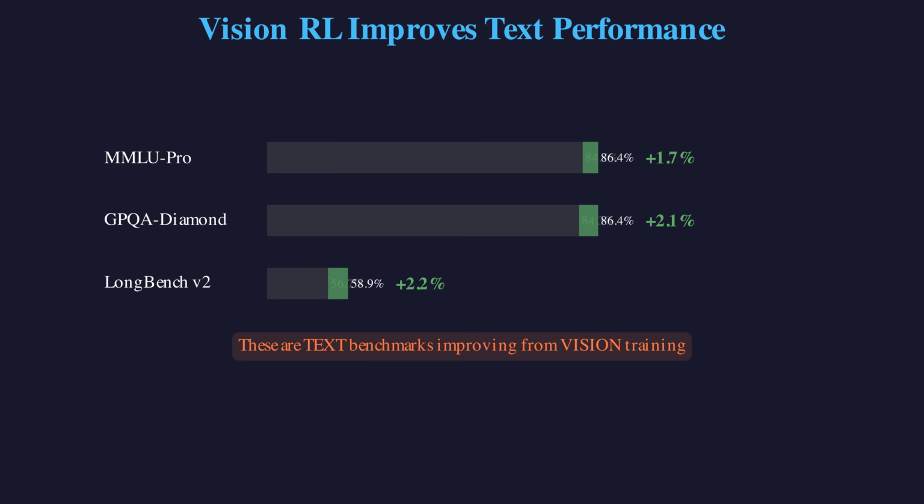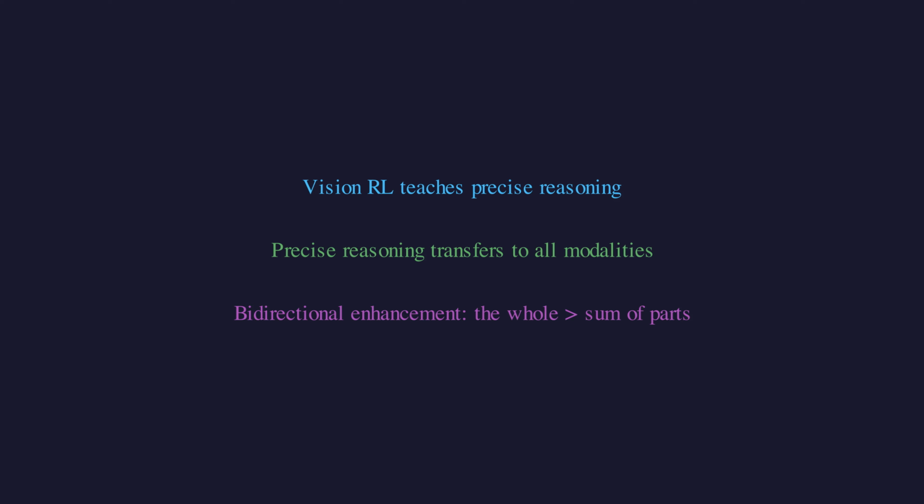The reason this works is that their RL training is organized by ability rather than by modality. Knowledge, reasoning, coding, and agentic tasks each have their own training domain, and vision and text examples train together within each domain. When the model learns precise spatial reasoning from vision RL, that precision transfers directly to logical reasoning, mathematical reasoning, and everything else that shares the same underlying skill. This is genuine bidirectional enhancement, where the whole truly becomes greater than the sum of its parts.